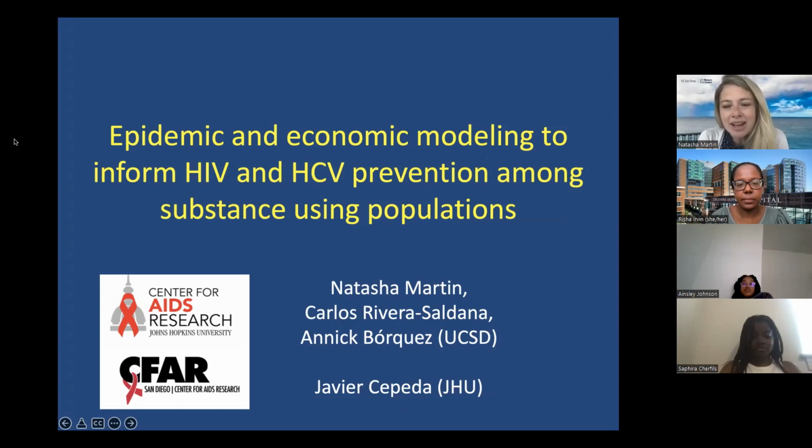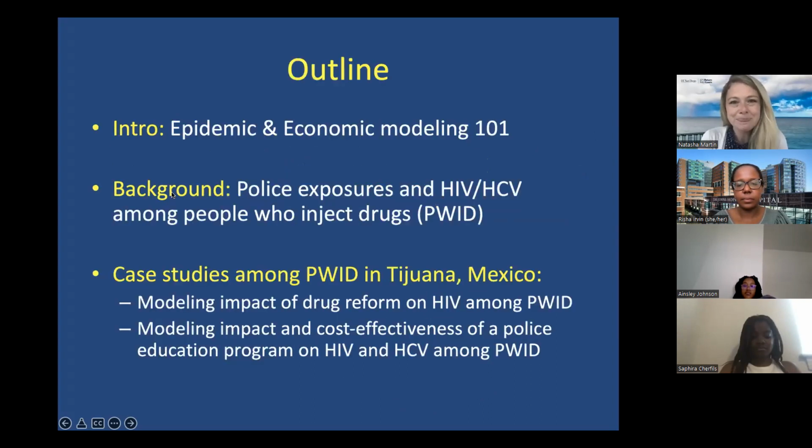One of the reasons why I chose the examples that I'll show you today is that they're really nice examples of work that's been done by members of my team, both here at UC San Diego, you'll see their names on this slide, but also at Johns Hopkins. So I work with a former trainee who was here at UC San Diego, but is now back at Hopkins, Javier Cepeda, and he's collaborated on much of this work.